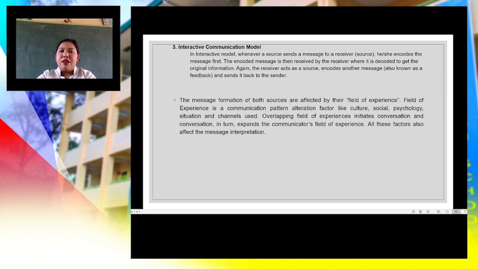So what do we mean by field of experience? Field of experience is a communication pattern. It's a pattern alteration factor like culture, social, psychology, situation, and channels used. Overlapping fields of experience initiate conversation, and conversation in turn expands the communicator's field of experience. All these factors also affect the message interpretation.